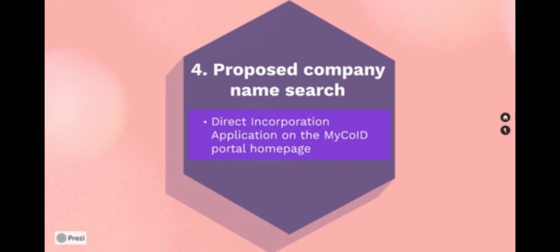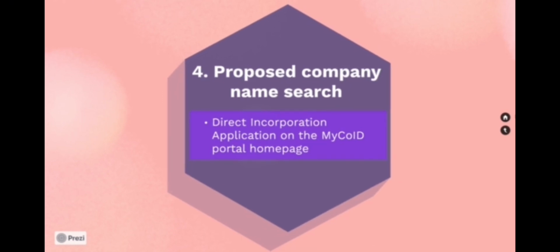Step number 4 is the proposed company name search. Choose a unique name for your company. First, go to the Direct Incorporation application on the MyCoID portal homepage to carry out the name search by typing in the proposed company name that you want. You can use the MyCoID portal to search the database and ensure your proposed name is still available.